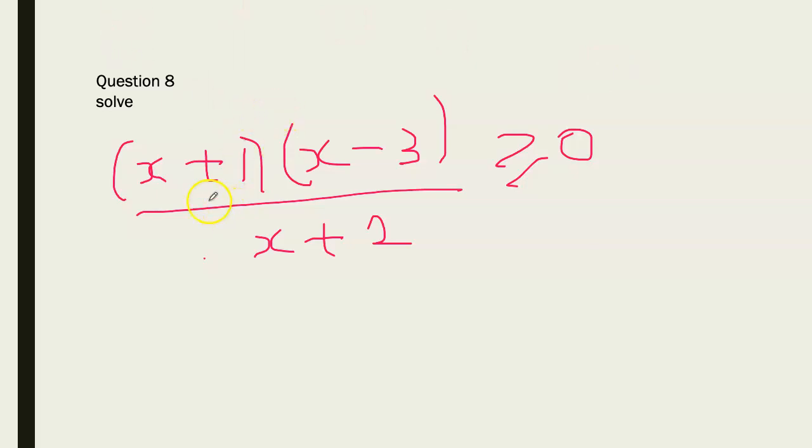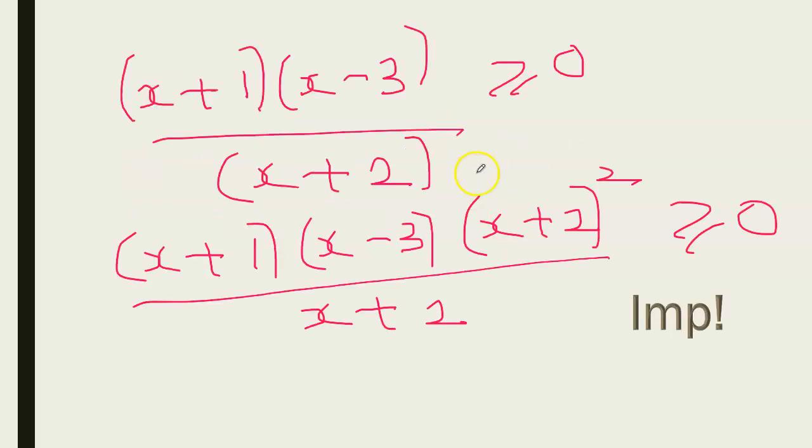Question 8. Solve (x plus 1)(x minus 3) by (x plus 2) greater than or equal to 0. Now here we have a denominator. We cannot cross multiply, and why is that? Because we don't know if x plus 2 is positive or negative. If x plus 2 is negative, greater than or equal to becomes less than or equal to. So the technique which we are going to use is we are going to multiply both sides by (x plus 2) the whole square. The right hand side anyway becomes 0.